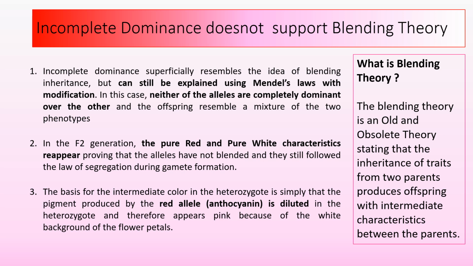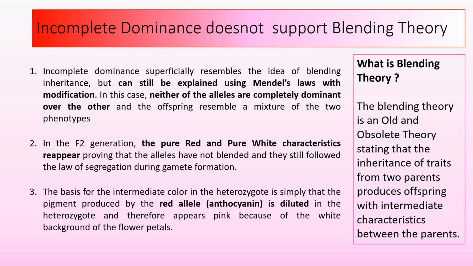And here, neither of the two alleles is completely dominant over the other, and thus the offspring resembles a mixture of the two phenotypes. And most importantly, the parental phenotypes reappear. So the pure red and the pure white characteristics reappear in the F2 generation. Had there been a blending, this would not have happened and pink would have become the persistent trait. Since red and white are reappearing, the alleles are still following the law of segregation during gamete formation.